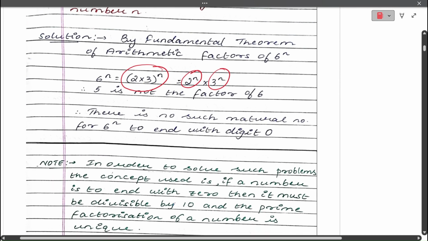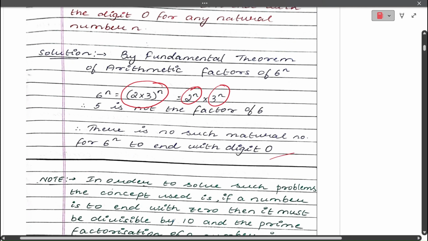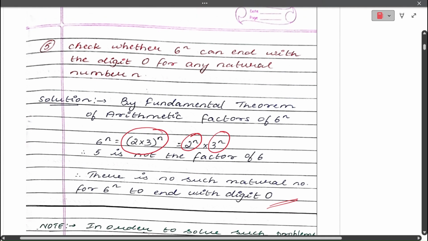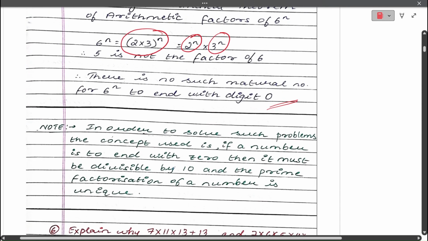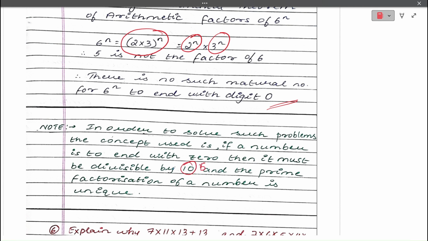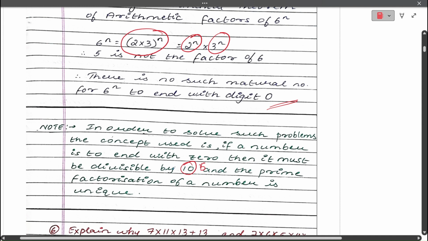Okay, so this conclusion statement is important. Yes. So in order to solve such problems, the concept used is, if a number should be ending with 0, it must be either divisible by 10 or it should be divisible by 5. And the prime factorization of such numbers is unique. Okay, that is what our fundamental theorem of arithmetic tells us.